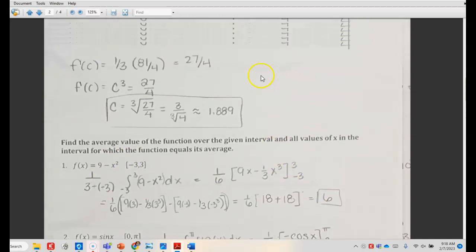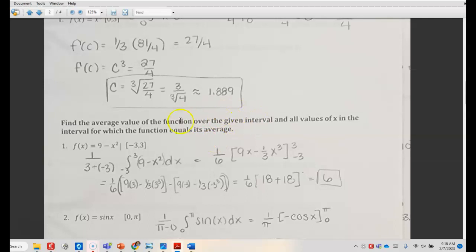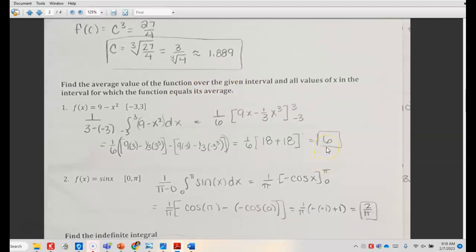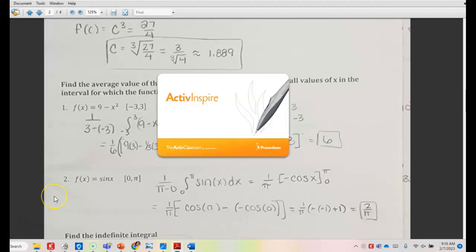This question here is like a follow-up to the average value. The average value is 6. If I followed up to that, the mean value says that f of c, which in this case would be 9 minus c squared, equals 6.